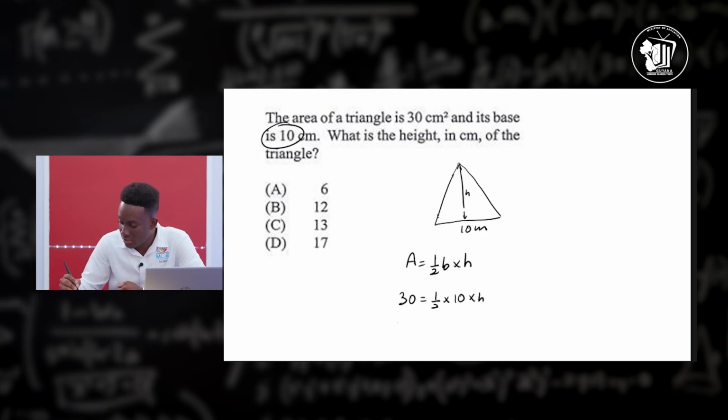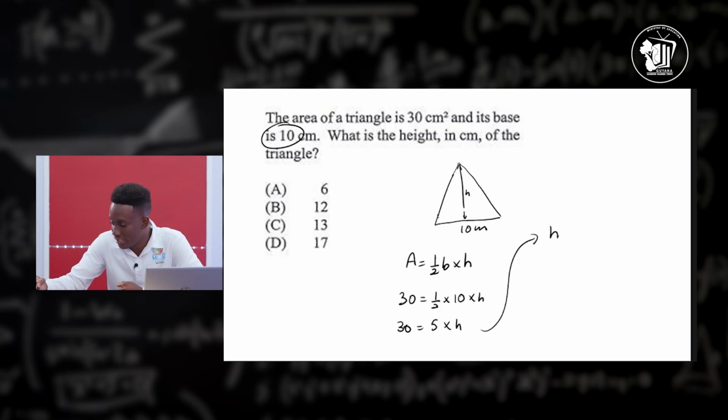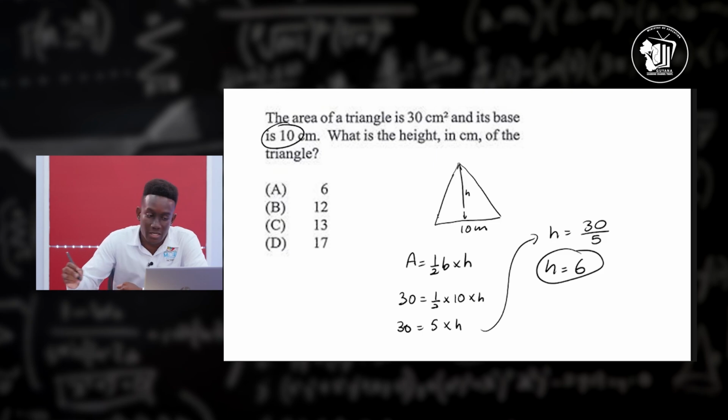This would be 30 is equal to half times 10, which would be 5. So 5 multiplied by the height. So the 5 is multiplying, we take it over and divide. So the height will be equal to 30 divided by 5, which would give me 6. So the height is equal to 6, which is simply A.